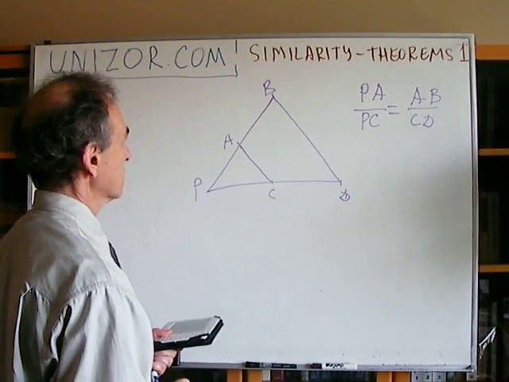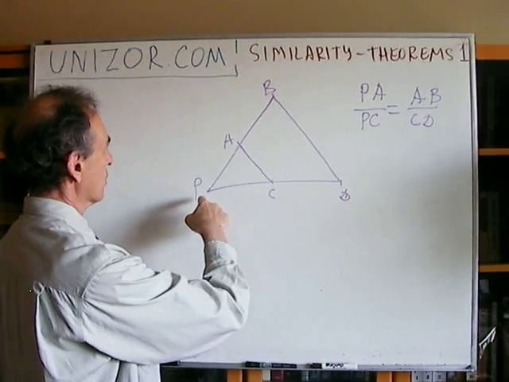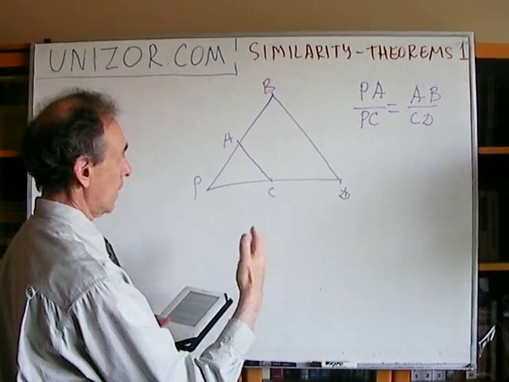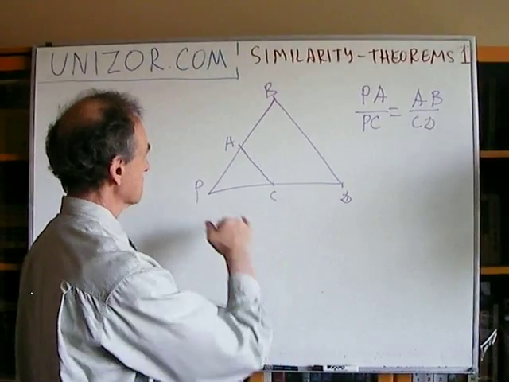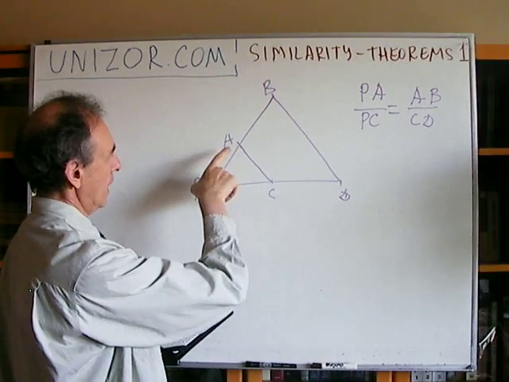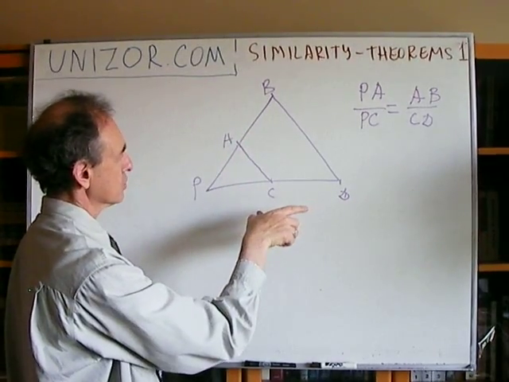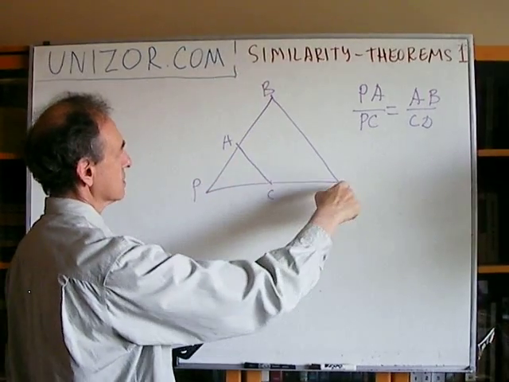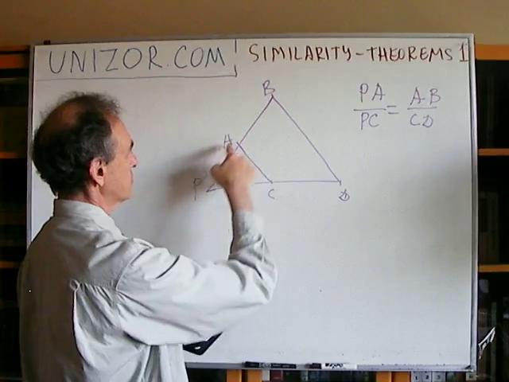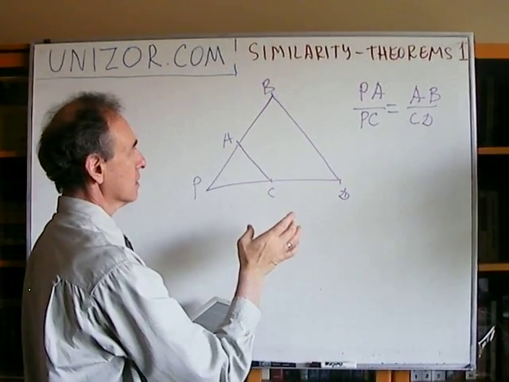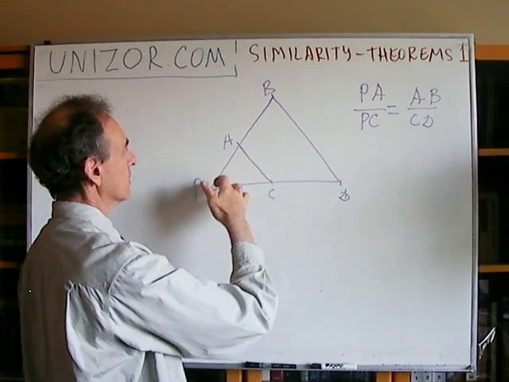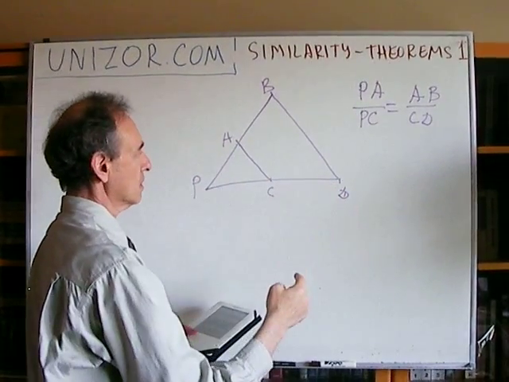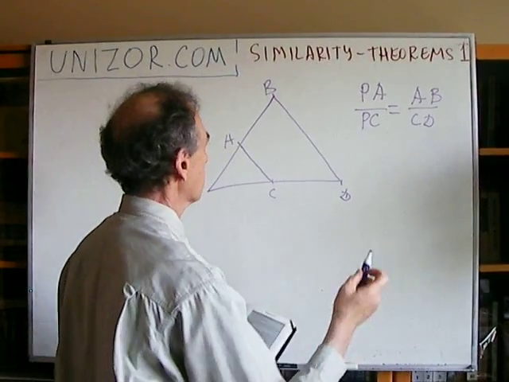Now, this is obviously about similarity of triangles PAC and PBD. To prove the similarity, one of the theorems which we learned before was that if there is an angle and sides which form this angle are proportionate, then the triangles are similar. In this case, we don't have sides PB and PD proportional to PA and PC, but we do have AB and CD. So the question is, is proportionality of AB and CD to PA and PC sufficient for proportionality of PB and PD? Well, the answer is yes, and to prove it is actually very easy.